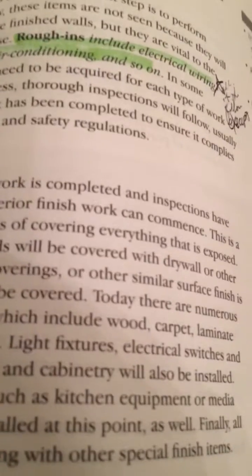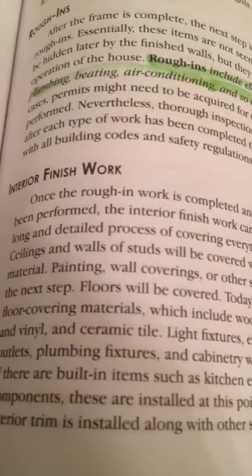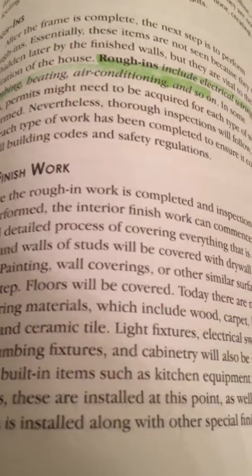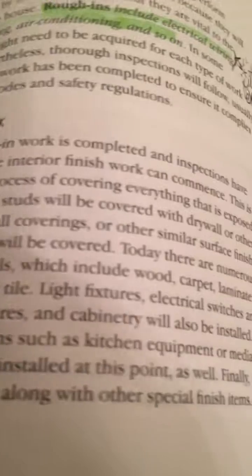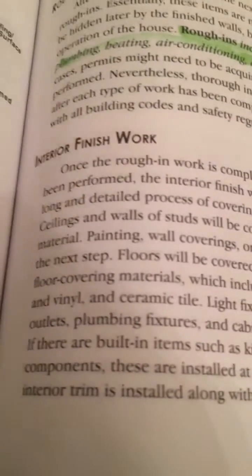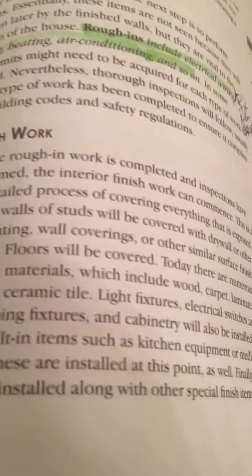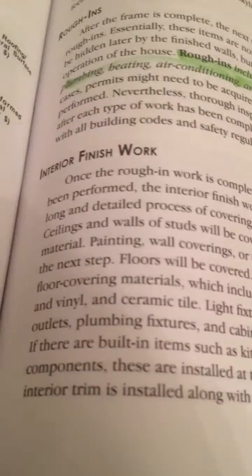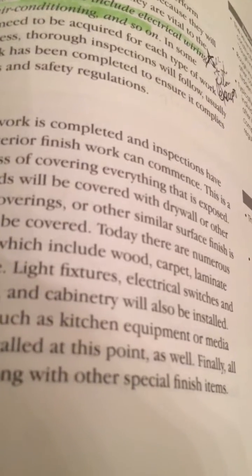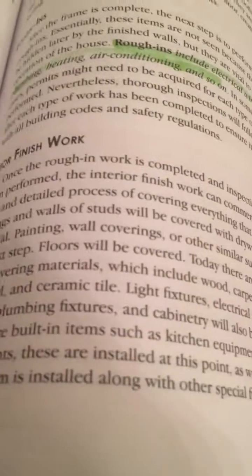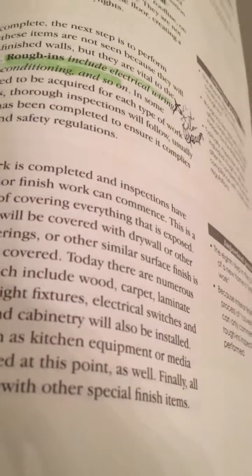Floors will be covered. Today, there are numerous floor covering materials, which include wood, carpet, laminate and vinyl, and ceramic tile. Light fixtures, electrical switches and outlets, plumbing fixtures, and cabinetry will also be installed. If there are built-in items such as kitchen equipment or media components, these are installed at this point as well. Finally, all interior trim is installed along with other special finish items.